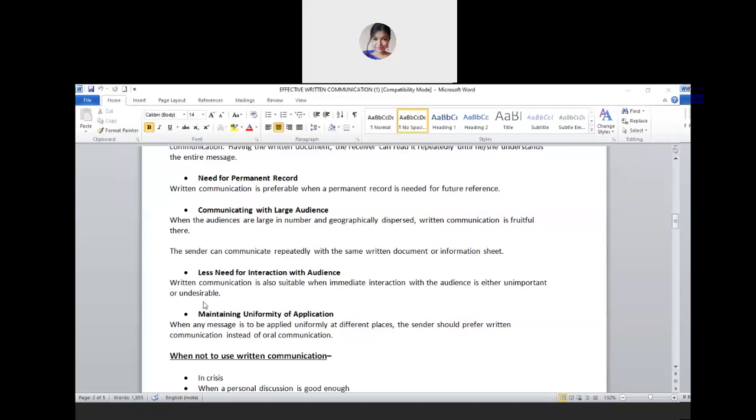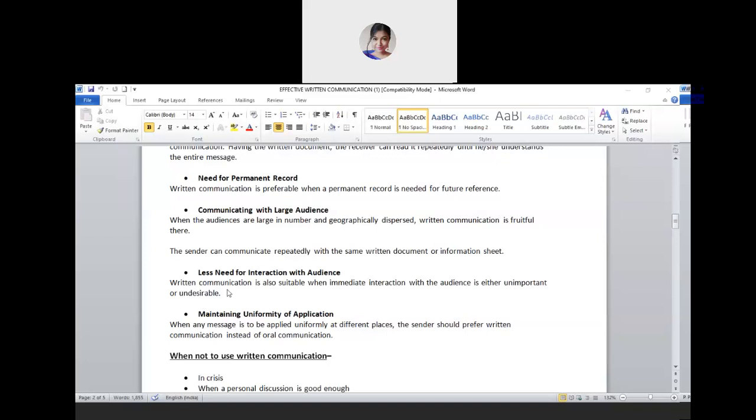Less need for interaction with audience, and there's a large number of audience, there are a lot of people. If there's only one person, you can definitely make a call. But if there are a lot of people and you need to share the information, but you do not need 1 hour to explain about that, what you can do is just write and communicate.